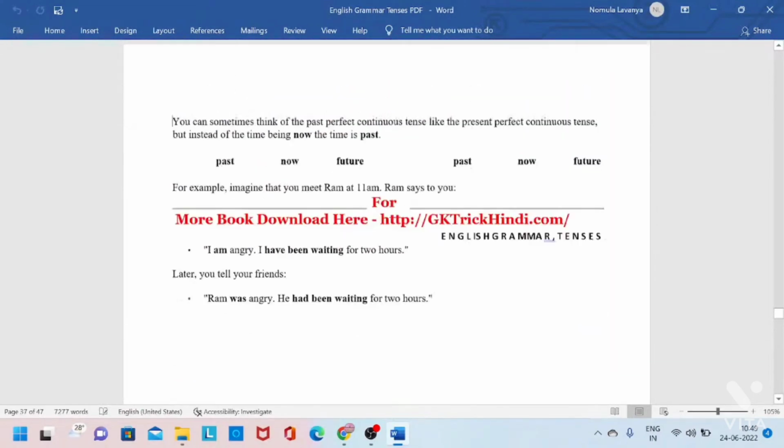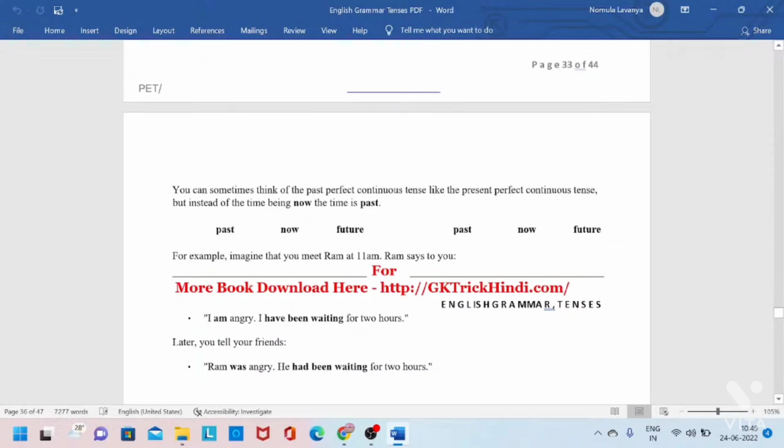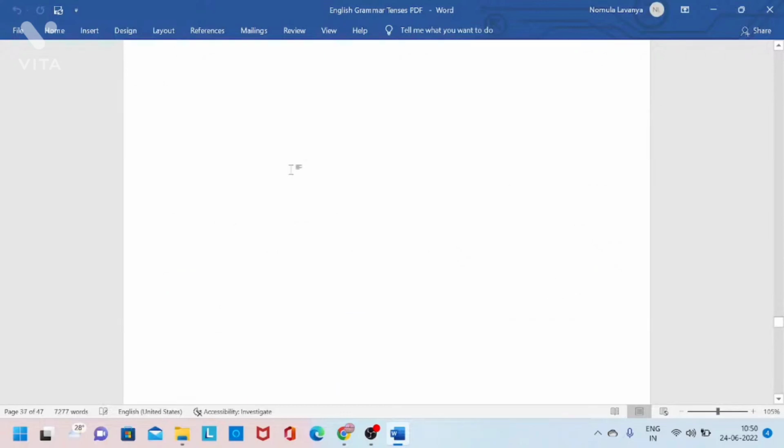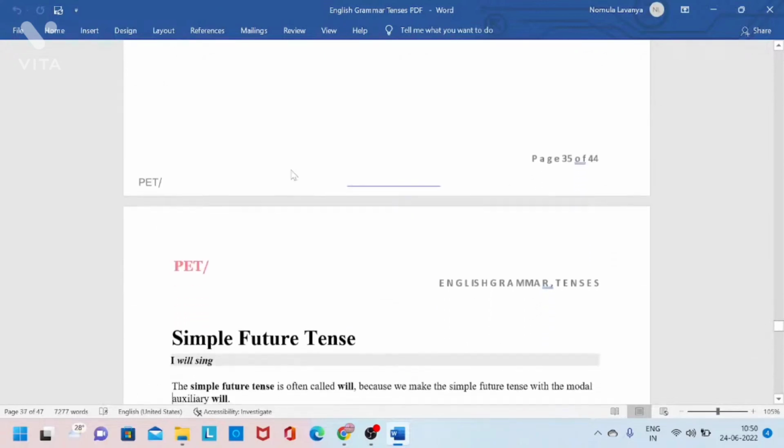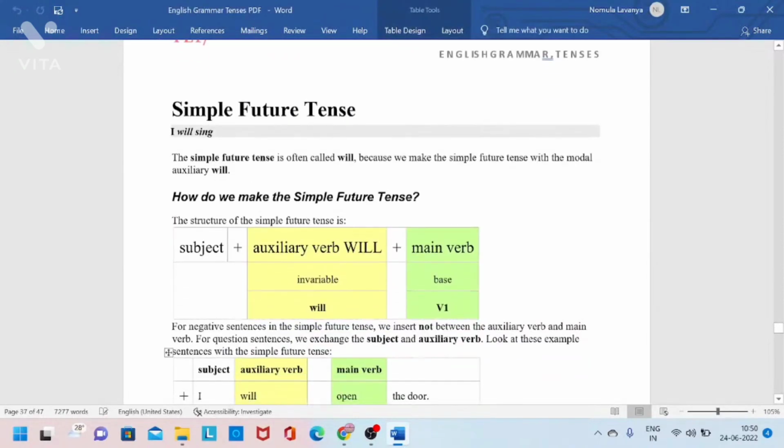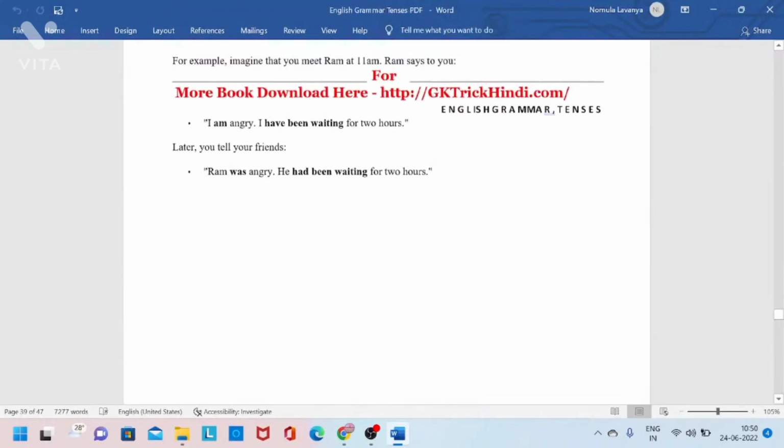So see here: I am angry. I have been waiting for 2 hours. Later you tell your friends, Ram was angry. He had been waiting for 2 hours. This is all done in the past. You might be saying this right away, but the action was already done. So that is past perfect continuous. The action which is already done in the past, you are discussing. So this is all about the past perfect continuous tense and past perfect tense.